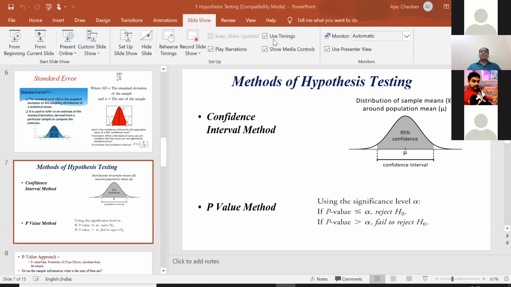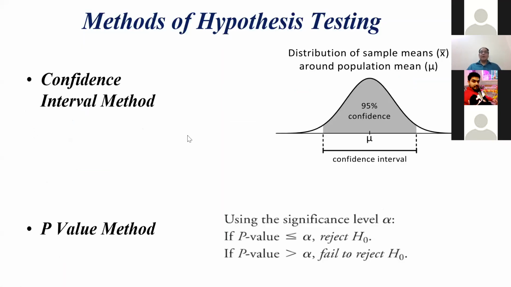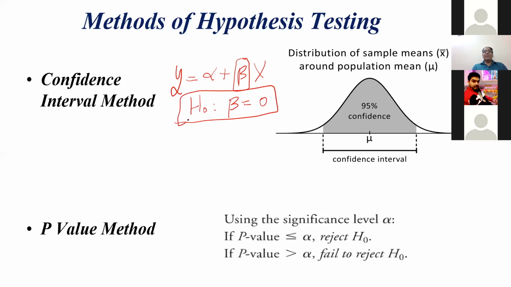Confidence level and p-value method. There are two methods: the confidence interval method and the p-value method. One example I'm giving to you. Suppose I am running a regression model, y equal to alpha plus beta into x. In this case, beta is the parameter, and my null hypothesis is that beta equals 0, right? This is my null hypothesis, and I have two options for testing this hypothesis.